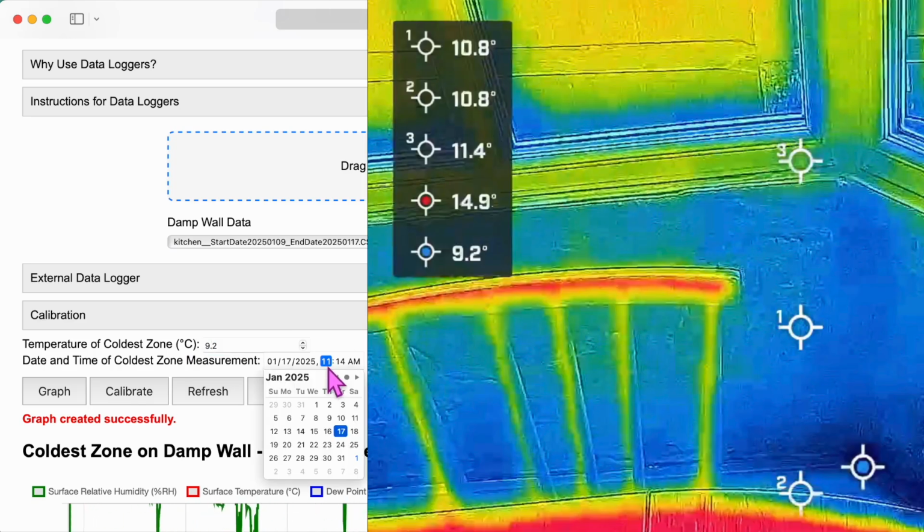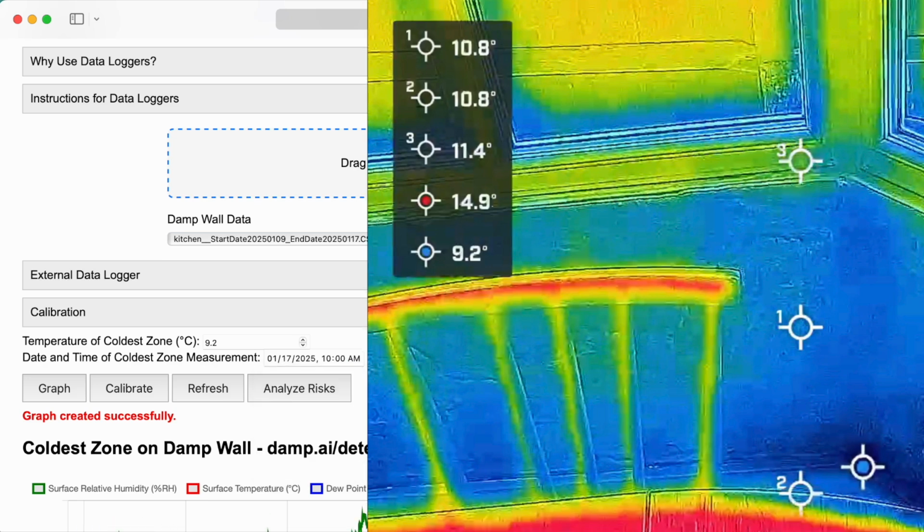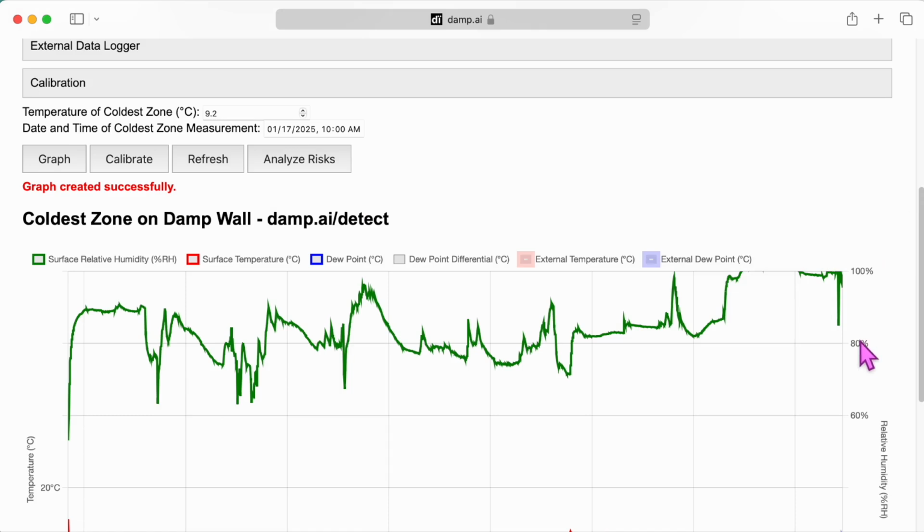And if we put it at 10 o'clock on the 17th, try and avoid the time when I was doing the calibration, you'll see that there are large periods of time when you're hitting 100% relative humidity. So this is the surface relative humidity. This is the temperature of the surface.